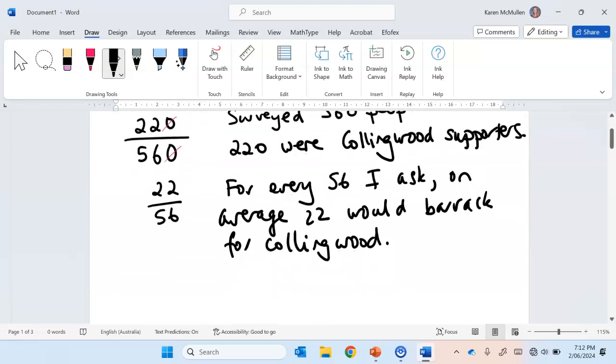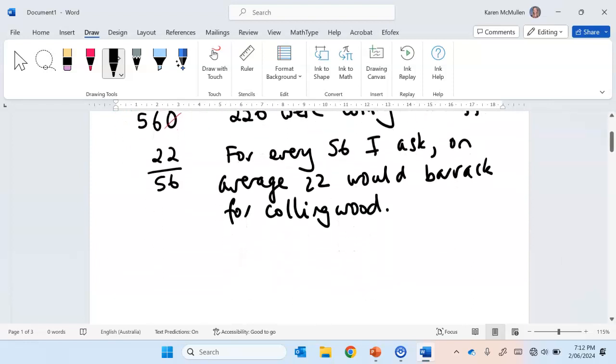But I still know it's the same fraction, but it's not the simplest form. And if I have a look at both of these fractions, they're both even numbers. So I can say, well, I can probably divide this numerator and this denominator by 2, just to make it a little bit simpler for myself. So 22 over 56 divided by 2 is 11 over 28. And actually that is the simplest fraction.